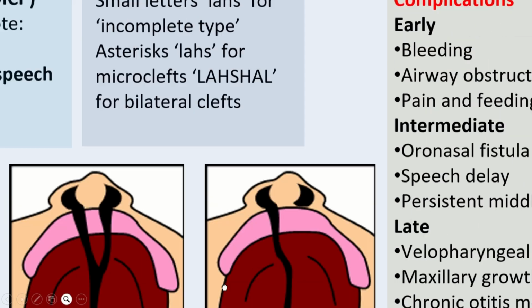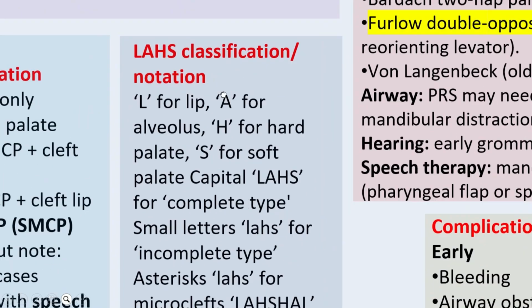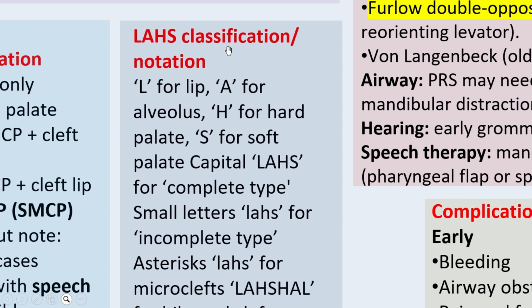So we have this LAHS classification, or the LAHS notation. This one basically is L standing for lip, A standing for alveolus, H standing for hard palate, and S standing for soft palate. So when they're in capital letters, they show that they are complete. It's a complete lip cleft. It's a complete alveolar cleft, meaning the alveolus is affected. H means the hard palate is affected, and S, the soft palate is affected.